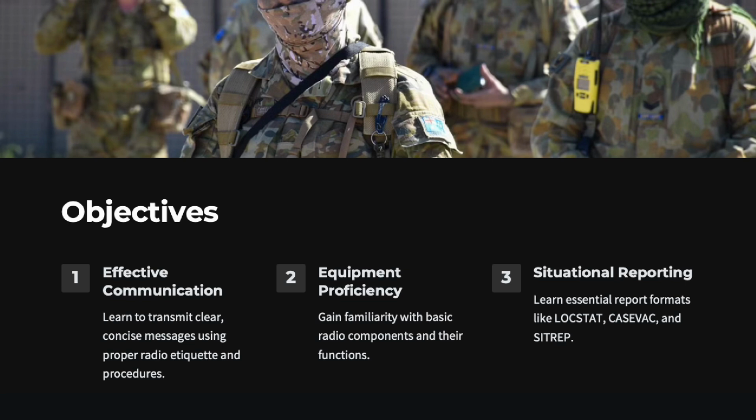So the three main objectives at the end of this video: 1, you should be able to communicate effectively on the radio and be able to transmit clear, concise messaging using proper radio etiquette and procedure. 2, you should know the equipment. You should have equipment proficiency, with familiarity with basic radio components and their functions. And 3, you'll be able to conduct situational reporting, which is lock stats, CASEVACs, and SITREPs.